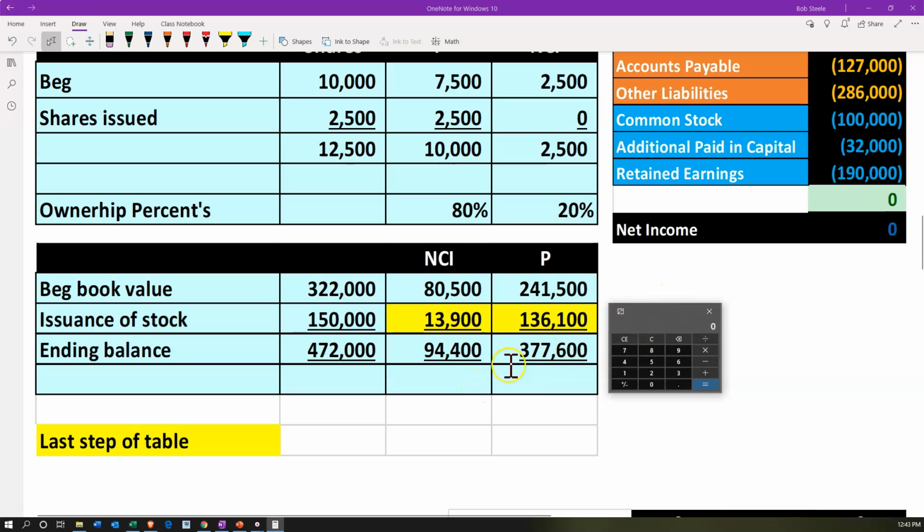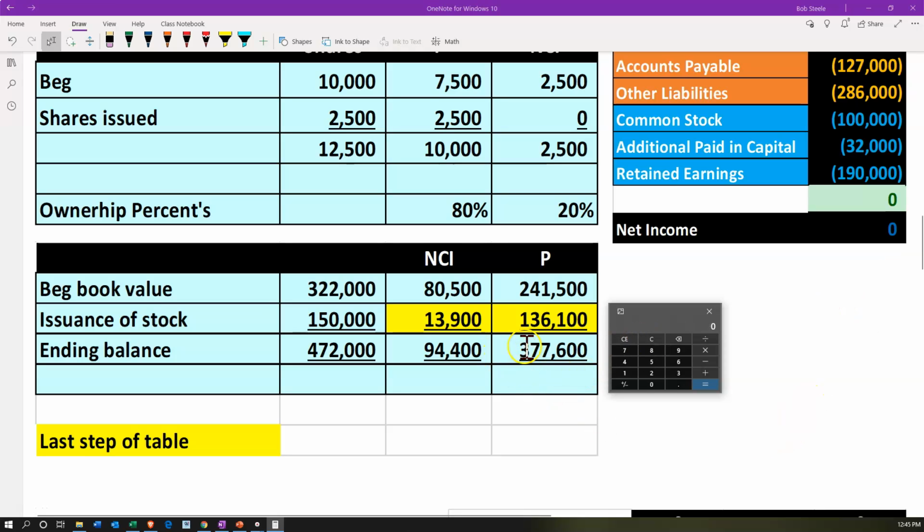So we have our ending number of 94,400 minus the beginning number of 80,500, which means the change we need is 13,900 to get from 80,500 to 94,400. On this side, we take the 377,600, the amount we want to get to, minus the 241,500. That means we need a change of 136,100 to get to 377,600. Note that you're not going to get there from the percentage. I'm not going to take that 150,000 and multiply it by 0.8; that isn't going to get me there, because we're plugging in what we need to get to this end number.